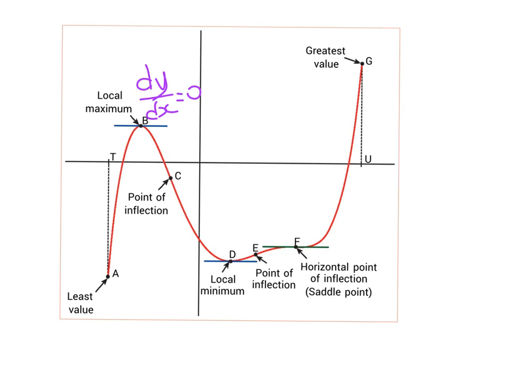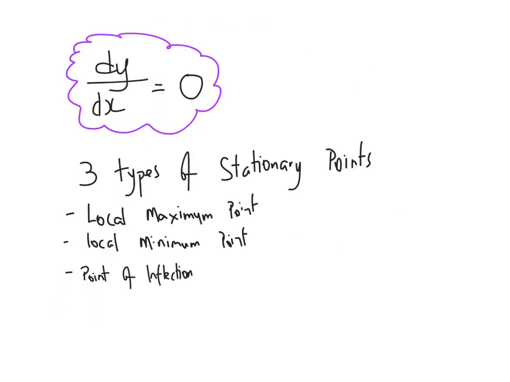Okay, so let's look at some questions in relation to this. Just to clarify, then again, we have our three types of stationary points and our turning points here, a local maximum. All of these points occur when the slope is 0.